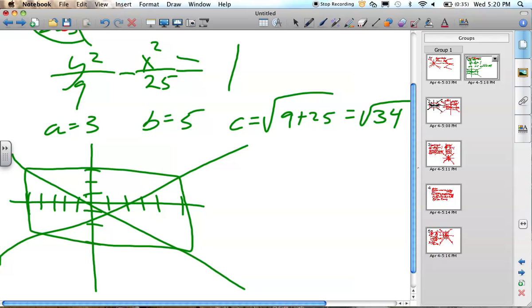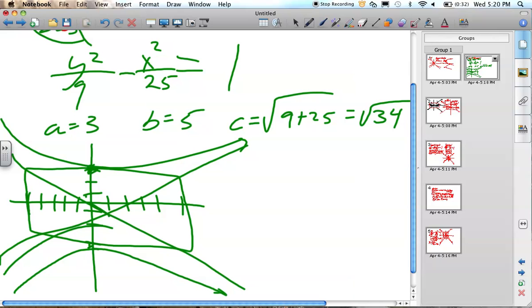There are more or less my asymptotes. This should go through the origin. There are my vertices. This thing is going to look like this. Go through this point right here. And my foci then will lie out here similarly.